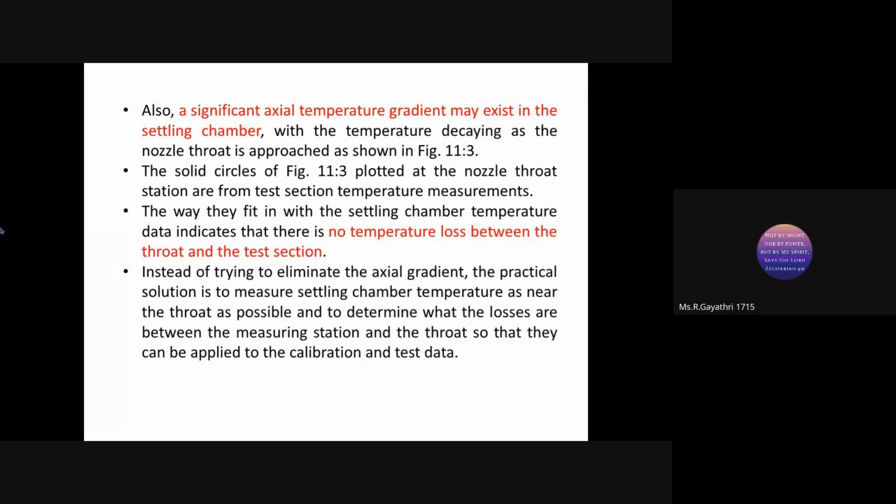Also, a significant axial temperature gradient may exist in the settling chamber. Okay, we can see the temperature gradient. A good value of temperature gradient in the settling chamber, with the temperature decaying as the nozzle throat is approached. Okay, till the throat section, the notable axial temperature gradient may decay. So we can note these changes also. We need to note this change while calibrating the hypersonic tunnel.